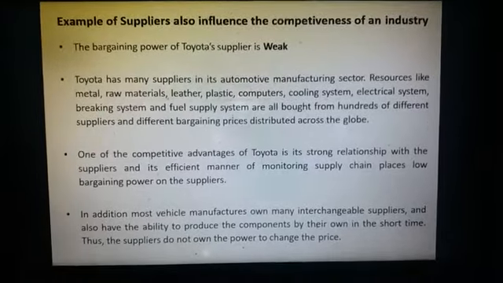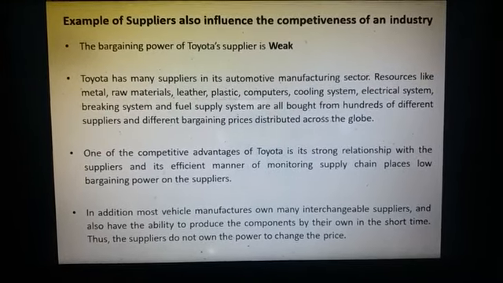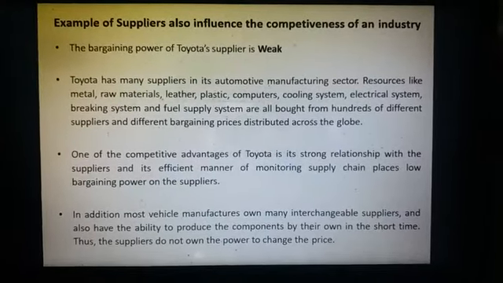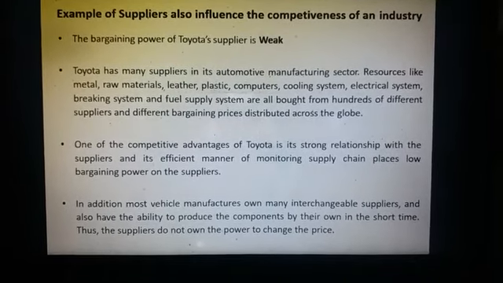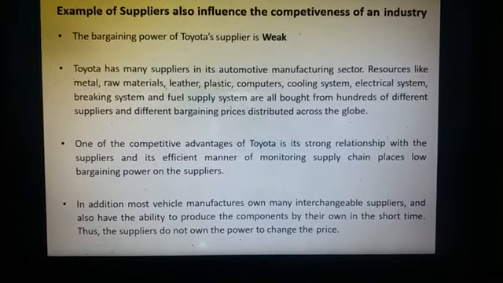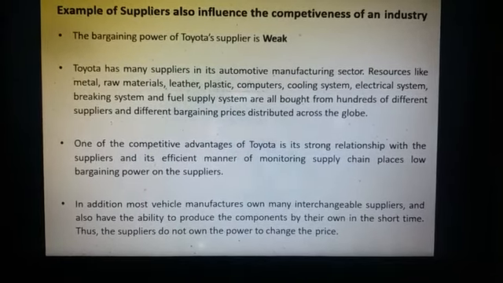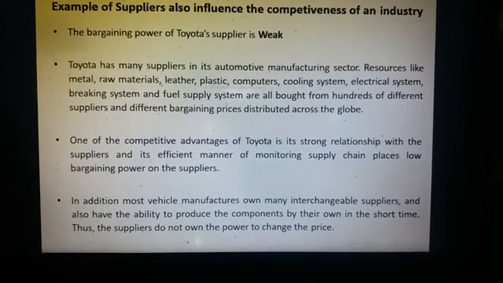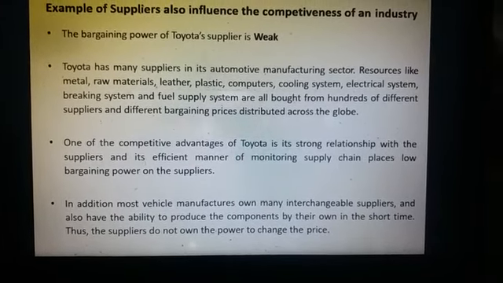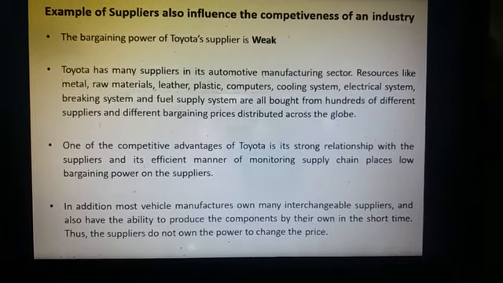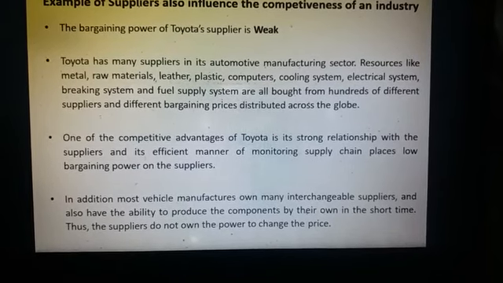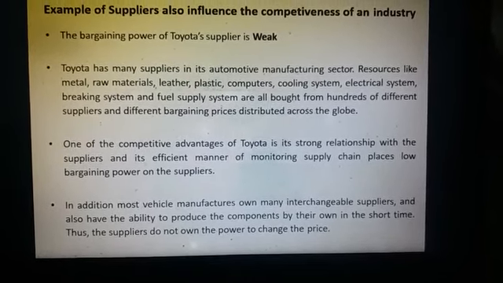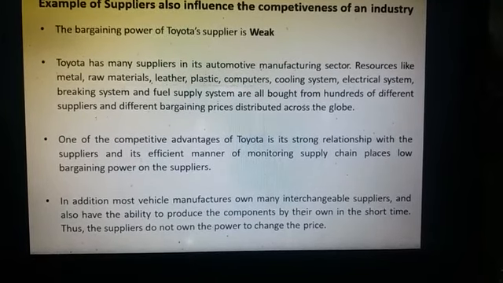So have a look at the example of how a supplier can influence the competitiveness of an industry. The example of Toyota: supplier power is quite weak. Toyota, which is an automobile industry, has many suppliers in the automotive manufacturing sector. Resources which are required are cooling system, leather, plastic, computer, raw material, electrical system, braking system, and fuel supply system. These are all bought from hundreds of different suppliers, and different bargaining prices are distributed across the globe. But here, one of the USP, competitive advantage of Toyota is its strong relationship with the suppliers and its efficient manner of monitoring the supply chain.